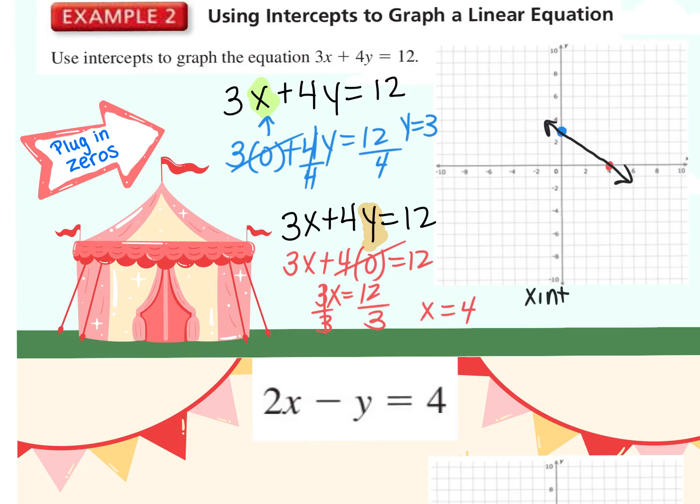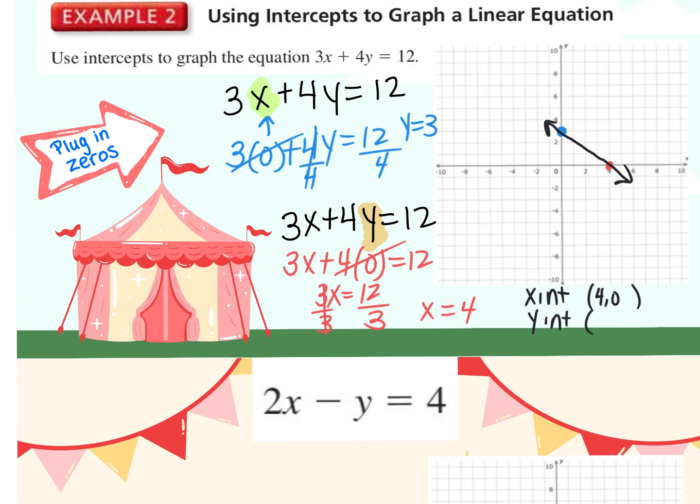No, that 4, 3 would be right here. That's 1 point, 4, 3. We have 2 different points. The x-intercept would be what? 0, 3. No, that's the y-intercept. The x-intercept, where it's crossing the x-axis. 4, 0. And what is the y-intercept going to be?